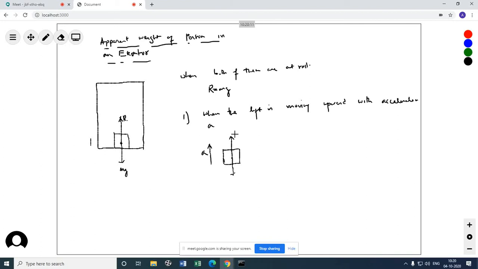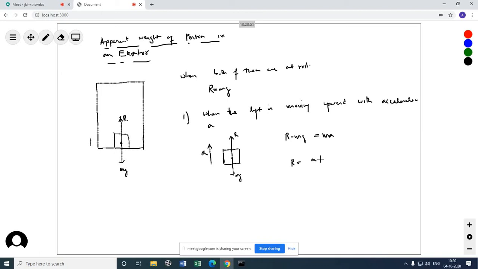How will you draw? How will you write? Already R and mg are there. Right? So how can you write now? As you are going up, that means the net result is upward, right? That means R minus mg is equal to mass into acceleration. When subtracting these two, the remaining force is responsible for your acceleration of going up. Am I right? Yes.